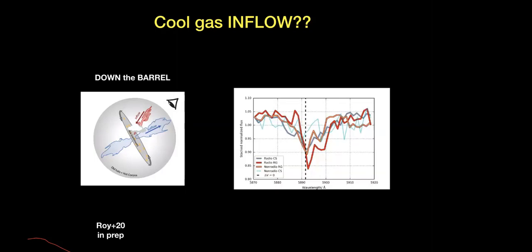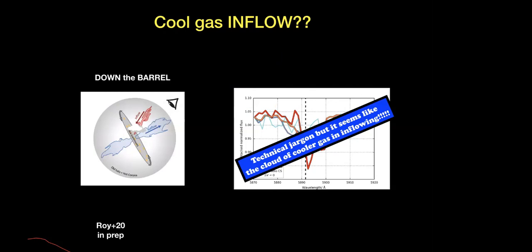And we went and looked at the spectra of sodium D of red geysers. We stacked them together. We looked at separate galaxies. We looked at the spatially resolved spectra coming from different parts of the galaxy. And we saw a very strong redshift coming from the red geysers, but not so much from the control sample. We don't see any signatures of redshift in the control sample, but we see a significant amount of redshift in the red geysers. I'm not going into the detail of this talk. This is technical jargon, but it seems like the cloud of cooler gas is actually inflowing in the red geysers.